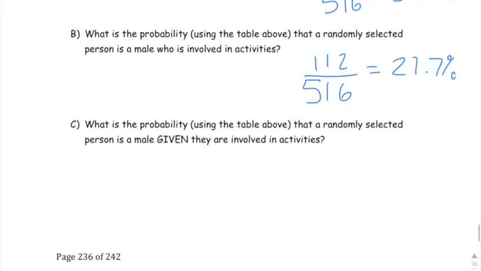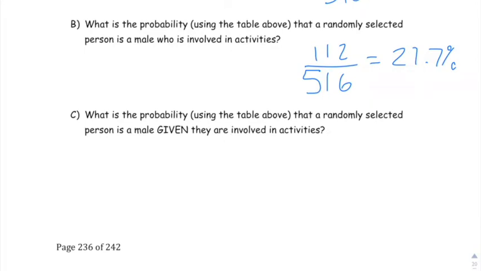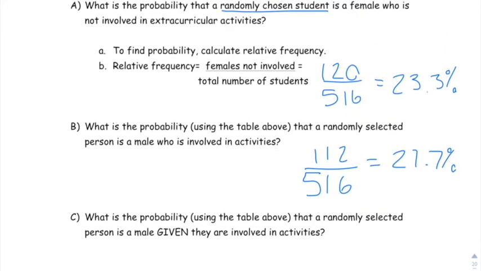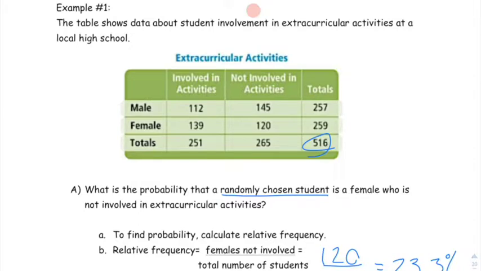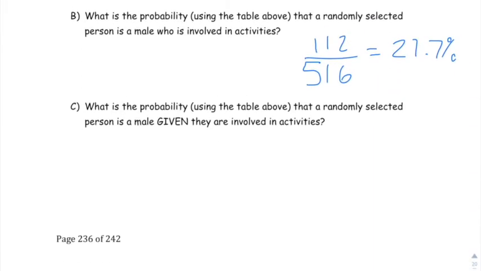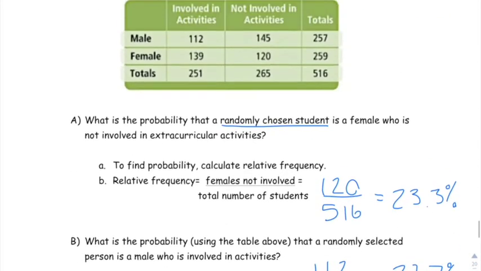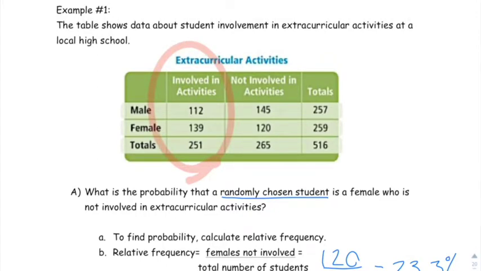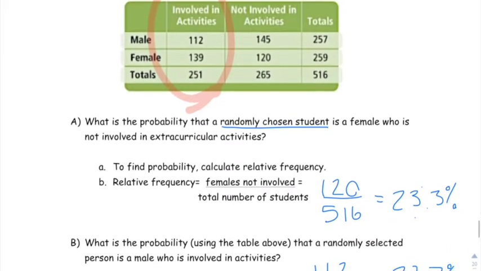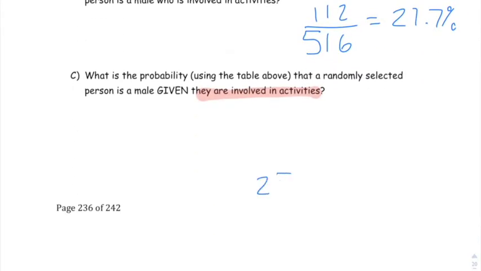So, anyways, what is the probability, using the table above, that a randomly selected person is a male given that they are involved in activities? This is where it gets a little bit different, and this is what you've got to look at here. So we're only looking at a specific category. We're actually only looking at this column right here, and there are 251 people that are involved in activities. Those are the only ones we're actually looking at.